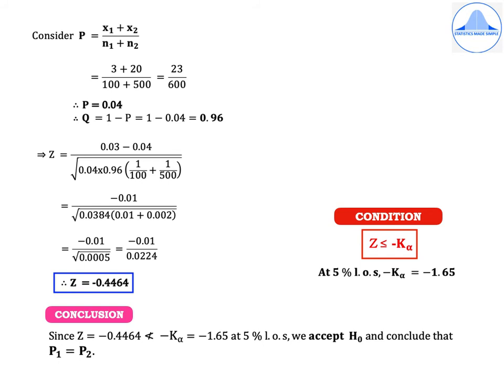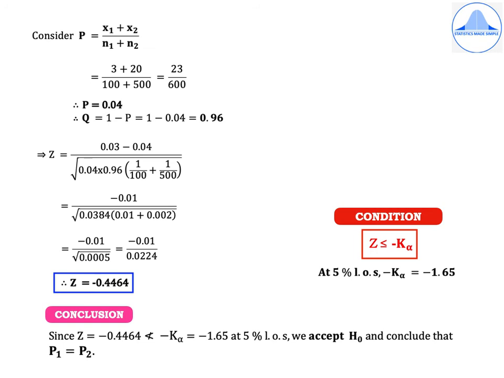0.4464. Now the condition which we have to use for a left tail test is you have to check if Z is less than or equal to minus K alpha. So at 5% level of significance, we know that minus K alpha is equal to minus 1.65. So if this condition is satisfied, then we reject H naught, otherwise we accept H naught.